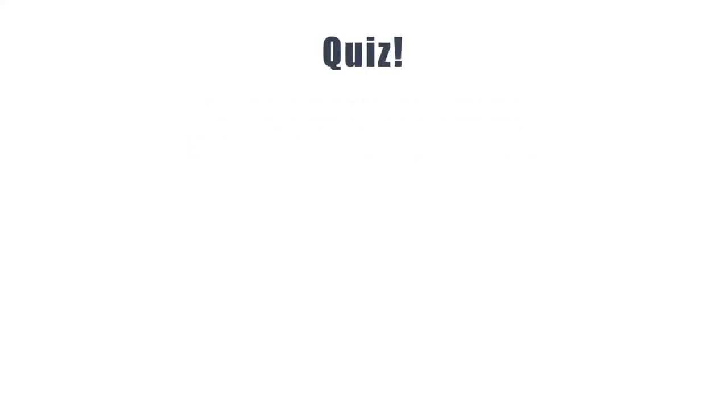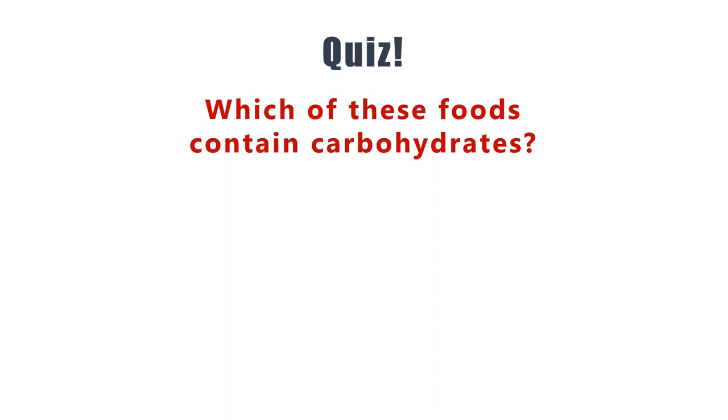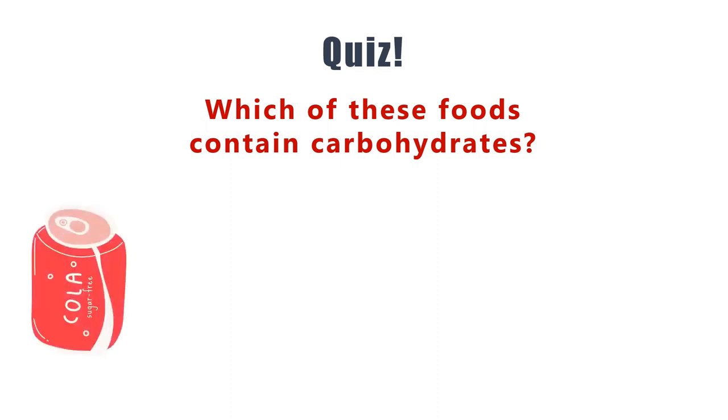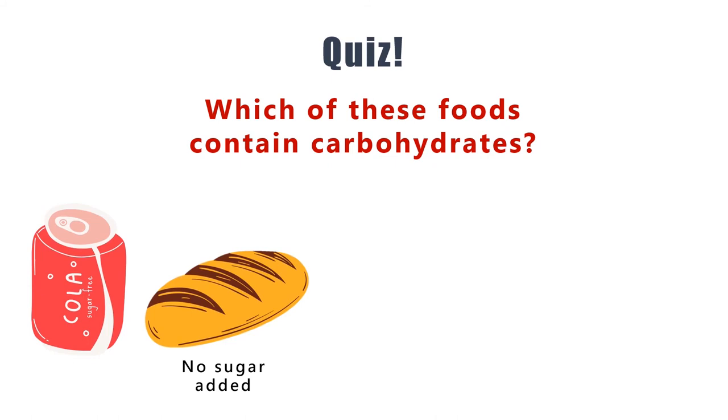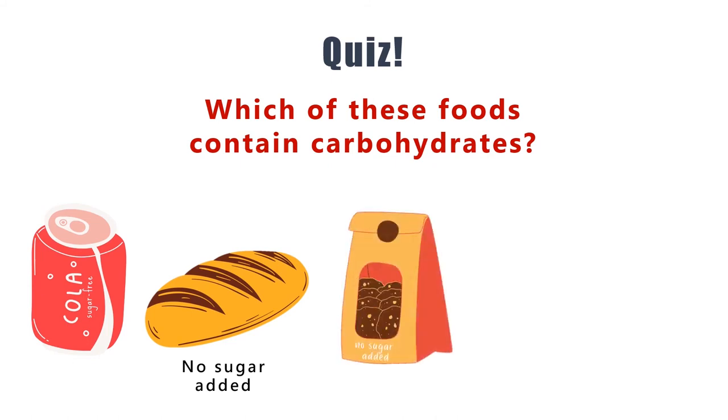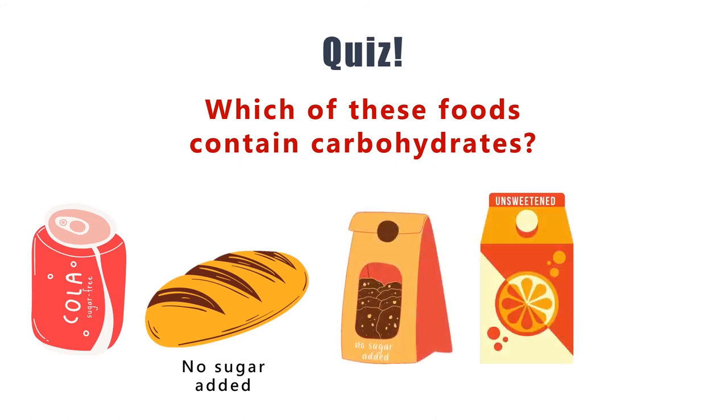Here is a question for you. Which of the following foods contain carbohydrates? A diet sugar-free soft drink, bread with no sugar added, cookies with no sugar added, unsweetened orange juice, or unsweetened yogurt? The answer is all of the above except for the diet sugar-free soft drink.